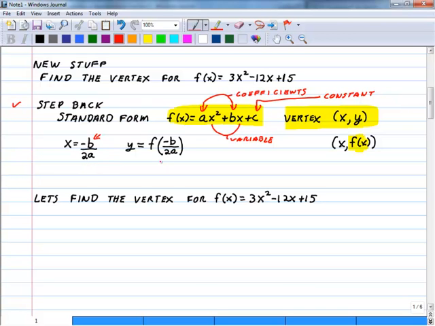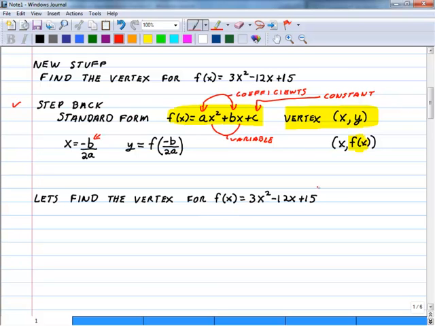You plug that number back into the equation as I've indicated here, f of negative b over 2a, and you get the y coordinate. So in other words, whatever number you get here, you plug it back into the equation and you find the y value of the coordinate, and that gives you the vertex. So, simple enough. Use this formula, then plug the number back in and get the next one. How do we do that?